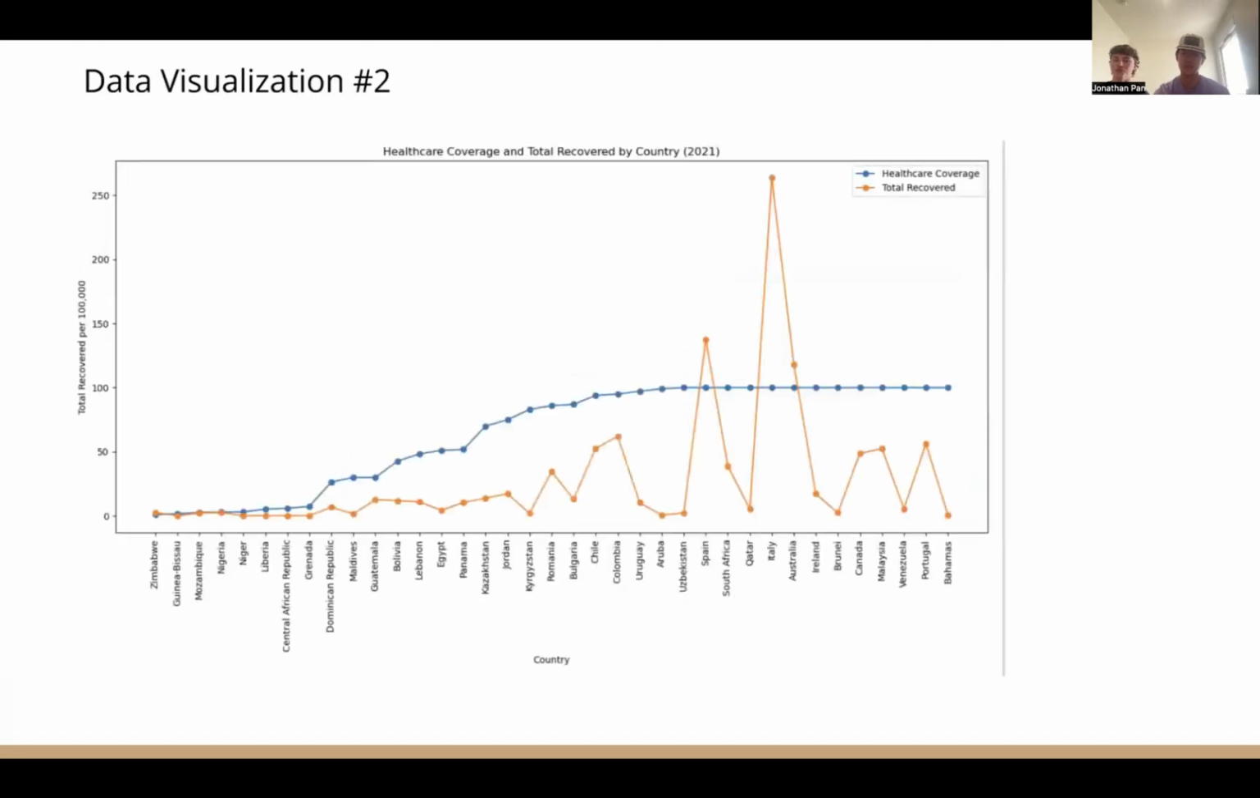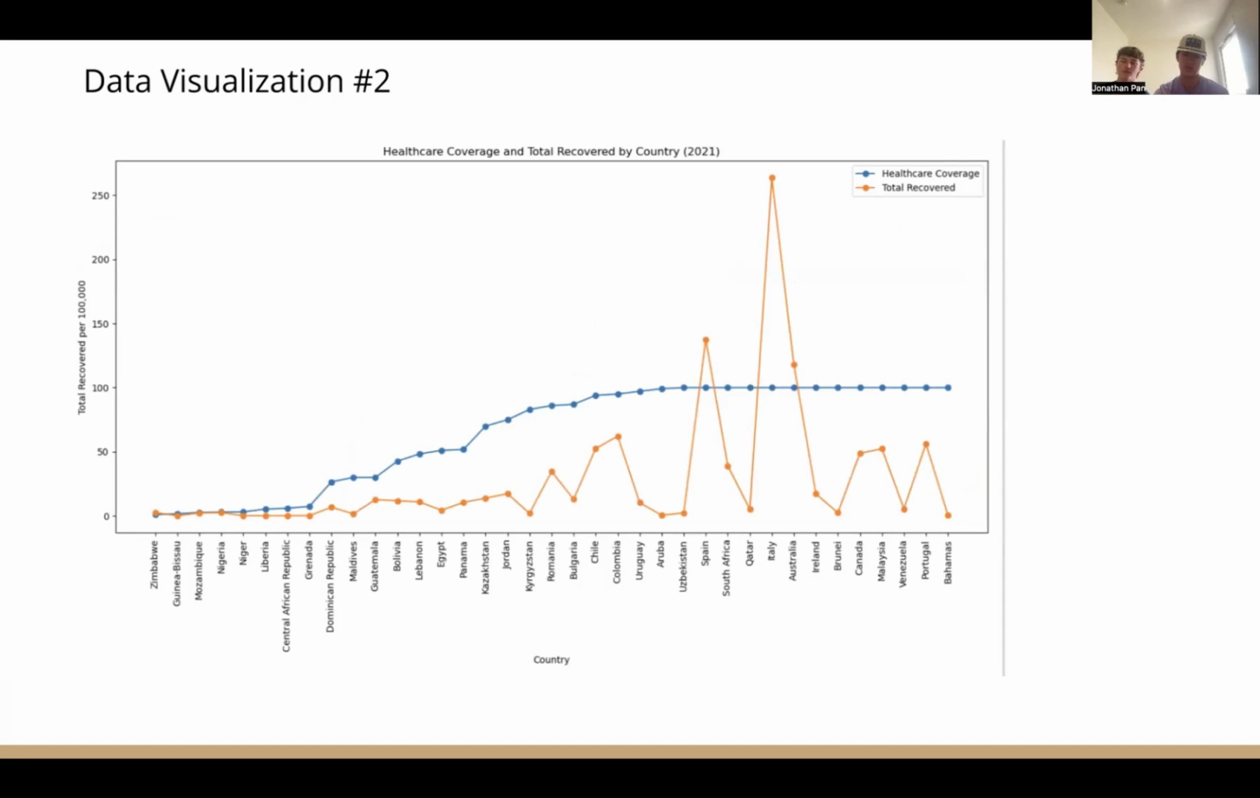As data visualization 2, this shows a chart of the total recovered per 100,000 people, and also the country and their healthcare coverage. The blue line shows the healthcare coverage percent, and the orange line shows the total recovered per country. We wanted to show that as total healthcare coverage goes up, total recovered also has a slight incline up.